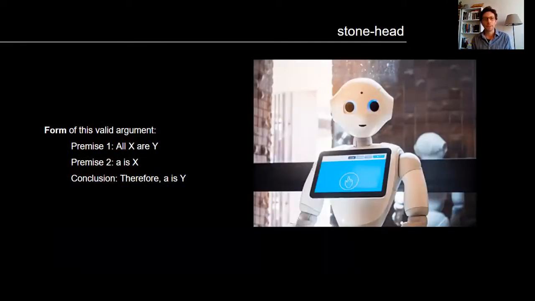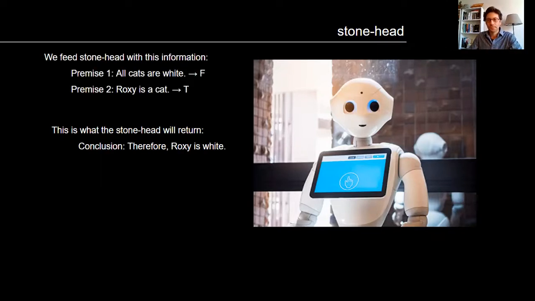Now think of a simple robot called Stonehat. We teach Stonehat this valid form and ask it to give us true conclusions. Let me just repeat this part. If you use a valid argument form, there is no way that you can reach a false conclusion as long as you feed the computer with true premises. And that's what we will do with Stonehat. We teach Stonehat to use this valid argument and to understand human sentences, give it certain premises, and ask it to give us true conclusions.